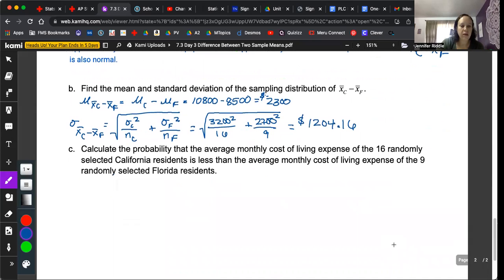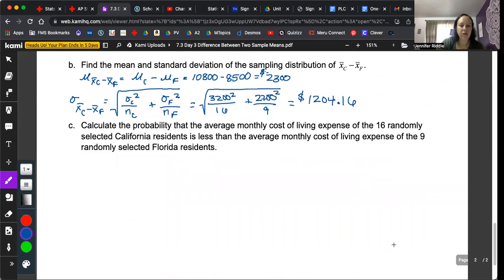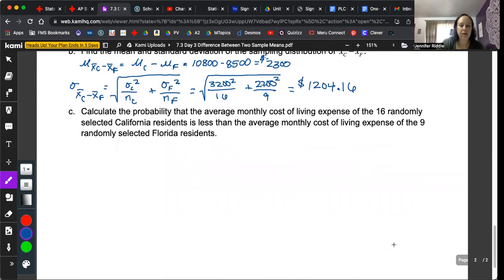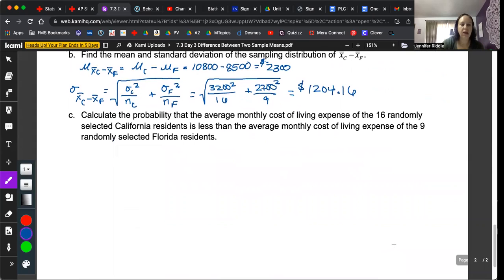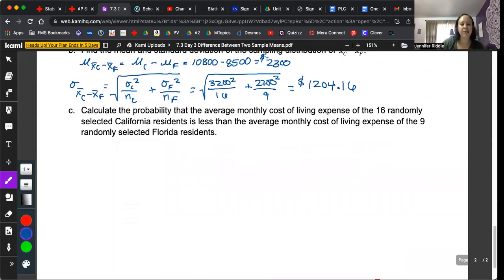Okay, part C, calculate the probability that the average monthly cost of living expense of the 16 randomly selected California residents is less than the average monthly cost of living expense of the 9 randomly selected Florida residents. So what is this asking me to find? If there's no difference between the cost of living for California and Florida, the difference would be 0.